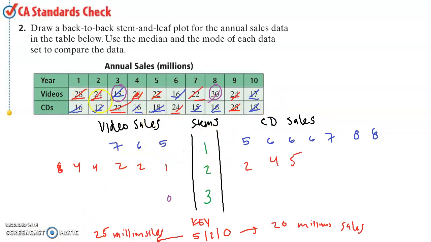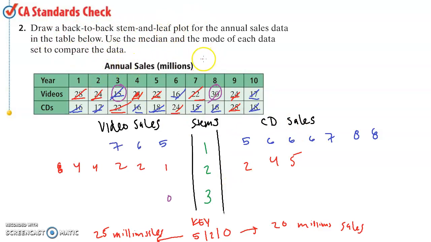I went ahead and found all the numbers that start with a 20 something, the 20 place value, and put them over here. And same thing for CDs. And there's only one digit that even had a 30 place value. It is over here in the video sales. That's my stem-and-leaf plot. So it says draw the back-to-back stem-and-leaf plot, which we did.